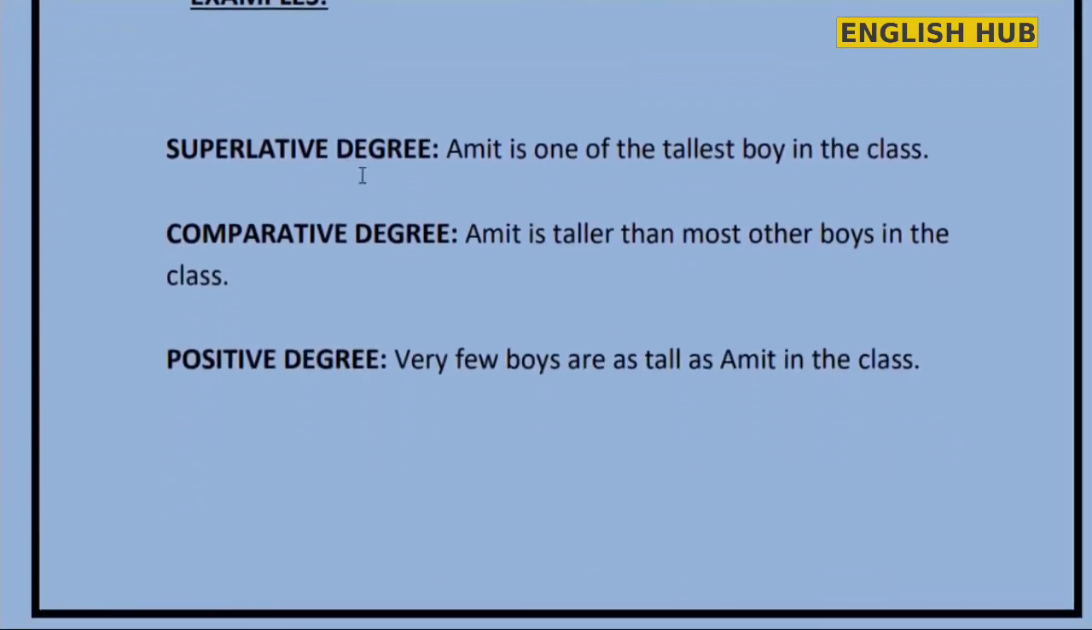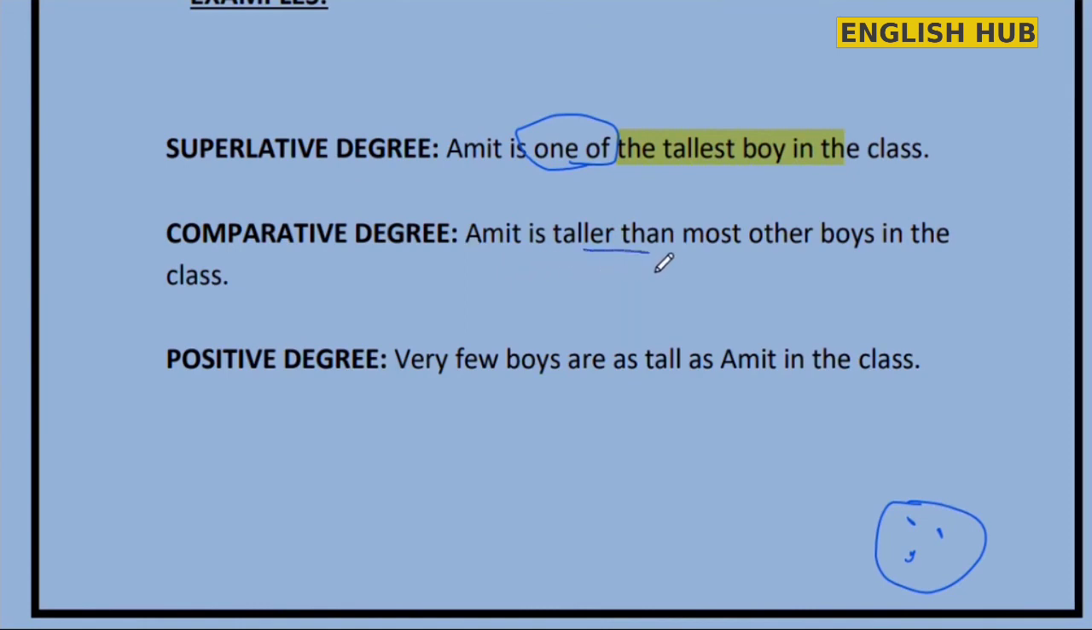See, in this case, in the superlative degree, Amit is one of the tallest boys, isn't it? So let me draw the diagram again. Amit is one of the tallest. That means this one is Amit. There are a few other boys who are as tall as Amit. Okay, Amit is not the only boy who is the tallest of all. So we will use this one of in this case, because there are a few boys who are as tall as Amit. We will use one of.